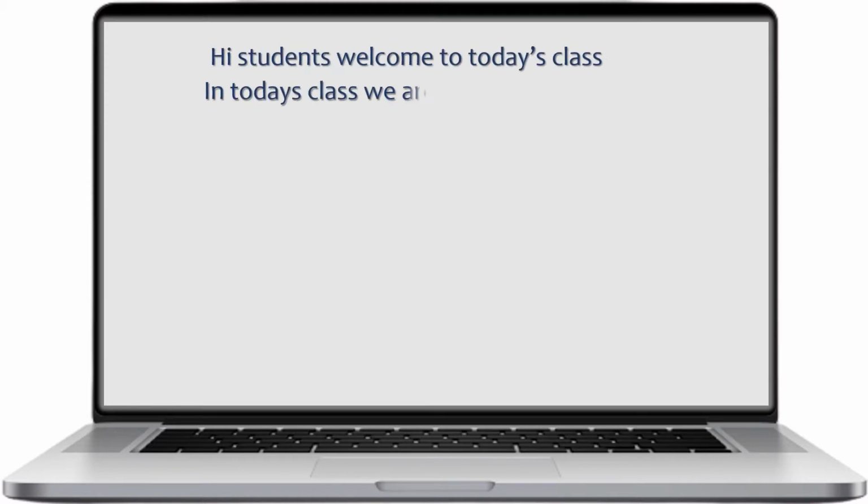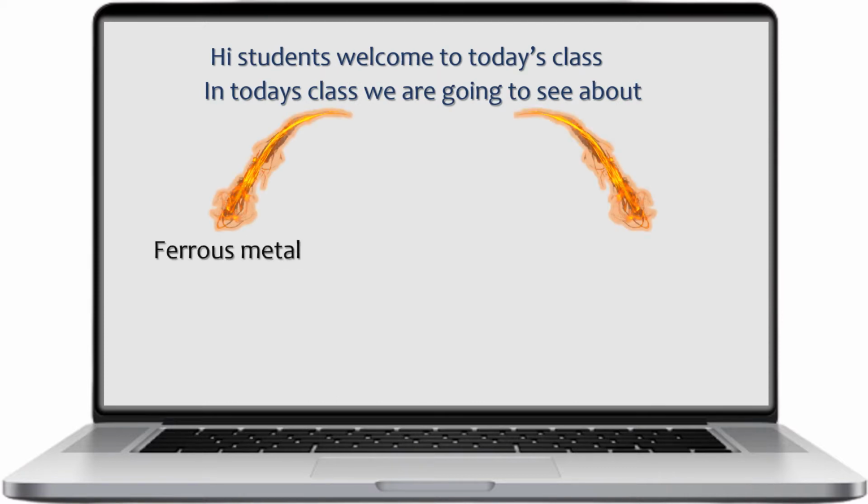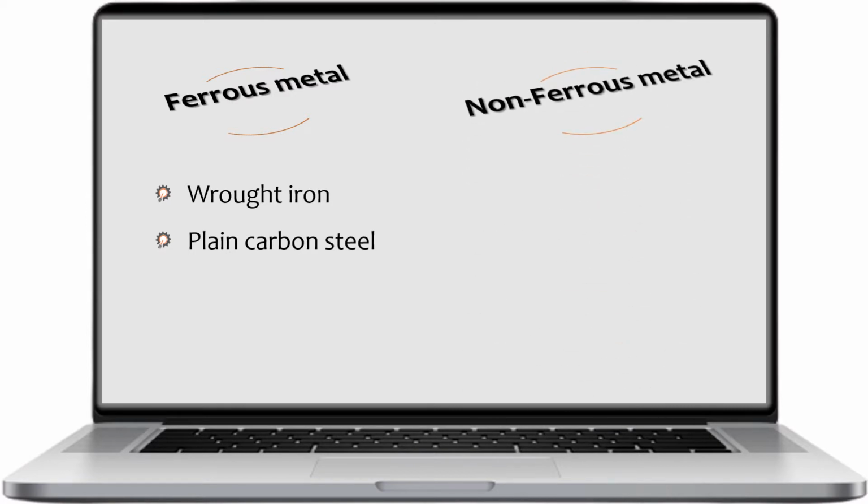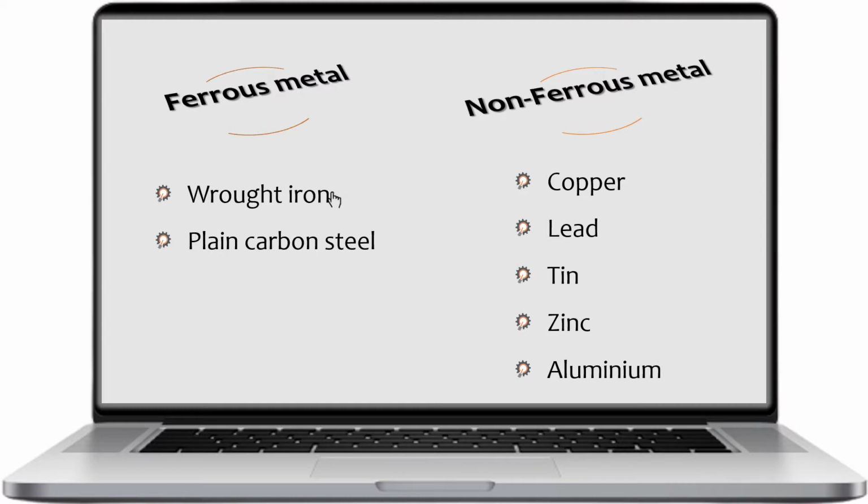In today's class we are going to see about ferrous metal and non-ferrous metal. This ferrous metal is divided into wrought iron, plain carbon steel, and non-ferrous metal is divided into copper, lead, tin, zinc, aluminium. Let's see about our first topic, wrought iron.